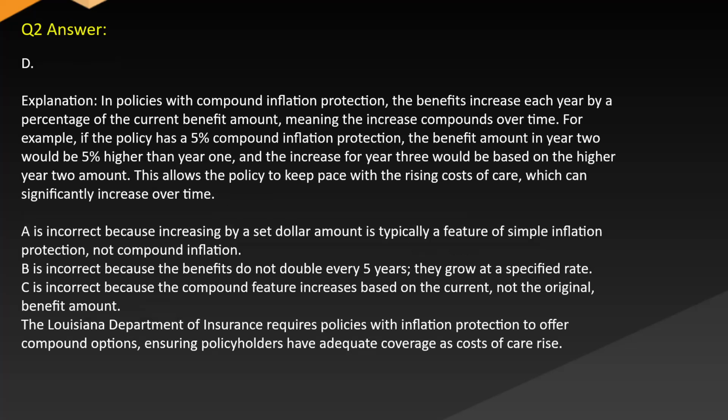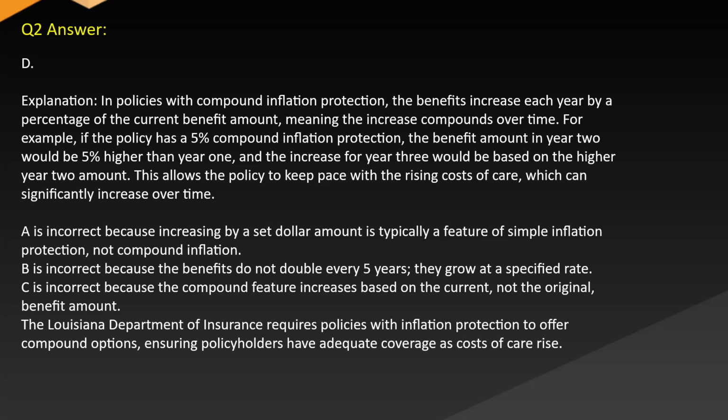Answer. D. Explanation. In policies with compound inflation protection, the benefits increase each year by a percentage of the current benefit amount, meaning the increase compounds over time. For example, if the policy has a 5% compound inflation protection, the benefit amount in year 2 would be 5% higher than year 1, and the increase for year 3 would be based on the higher year 2 amount. This allows the policy to keep pace with the rising costs of care, which can significantly increase over time.